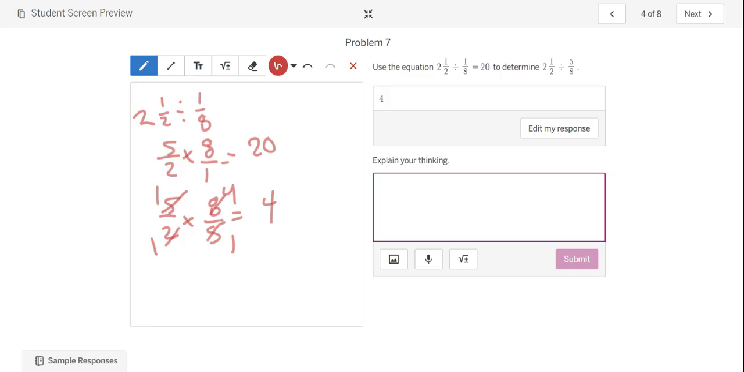And it's weird, but to get from 1/8 to 5/8, we multiply by 5. So we had to divide to compensate.